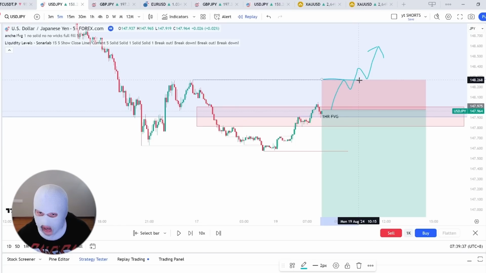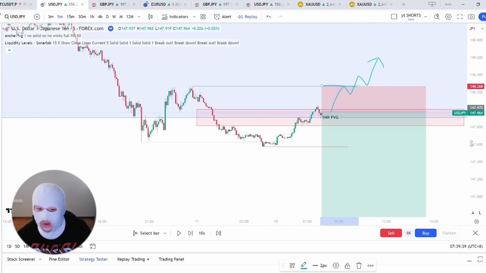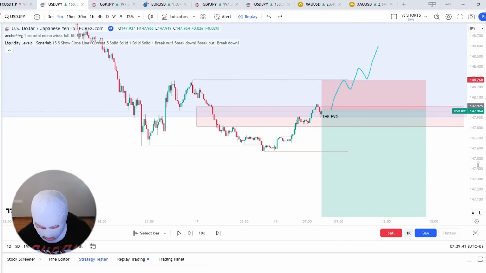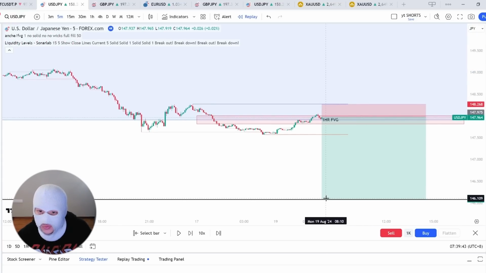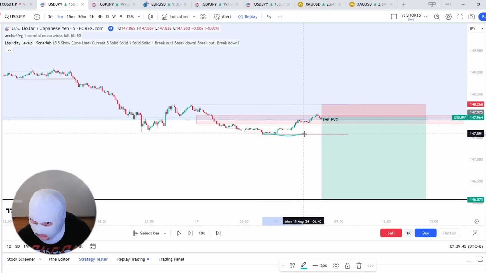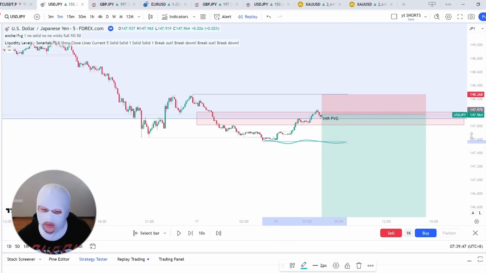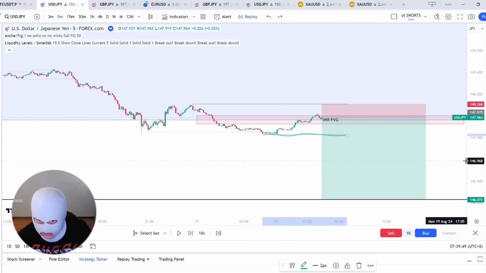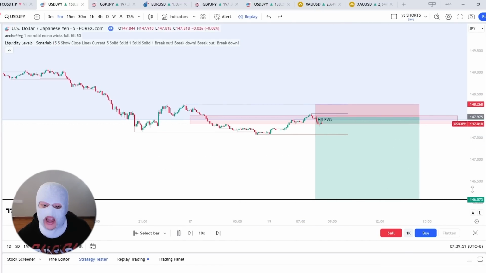Our take profit will be targeting the 1 hour swing low as the final target, taking partials at this red line right over here, and then holding a runner to our final target. And as you can see, the full take profit smashed.